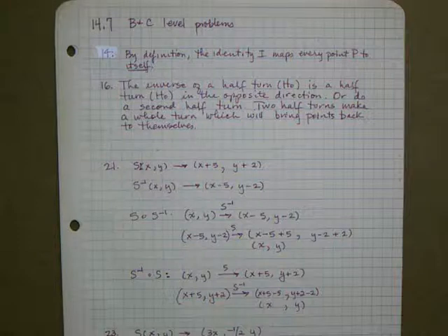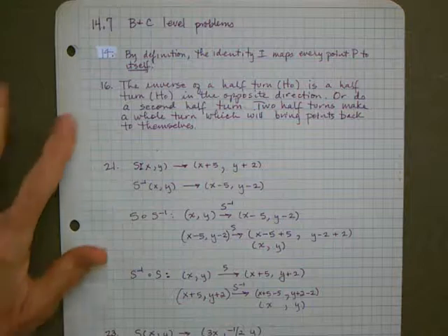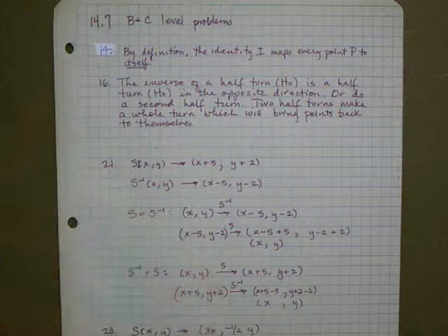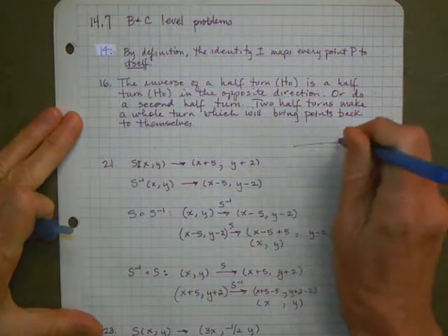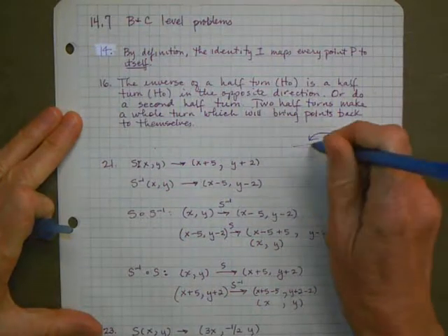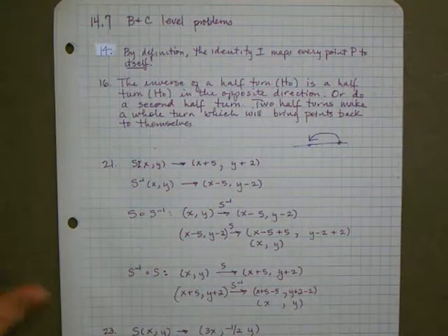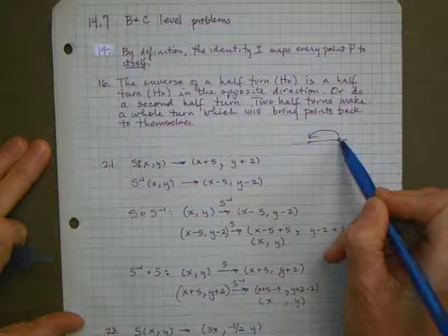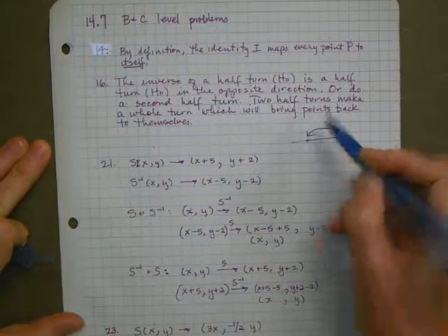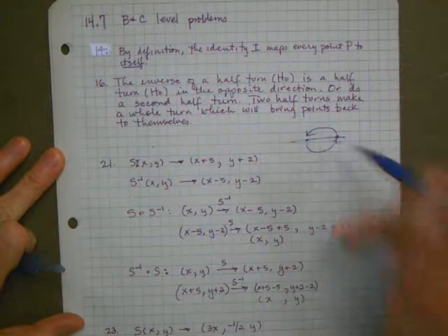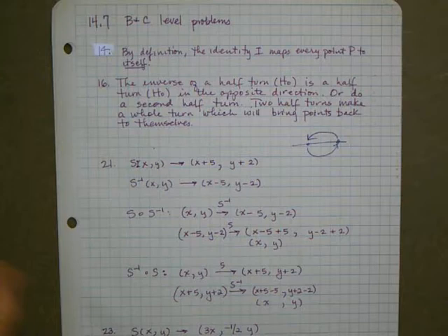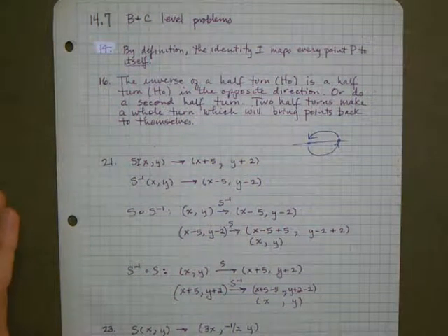Okay, for 16, the inverse of H sub 0. H sub 0 is a half turn. So the inverse of a half turn is going to be a half turn. Let's draw a little picture here. You take a point and you go 180 degrees. Then how do you get back? You go 180 the other direction, minus 180. Or you could keep going another 180, another half in the positive direction. You're going to end up where you started. So the inverse of a half turn is a half turn.